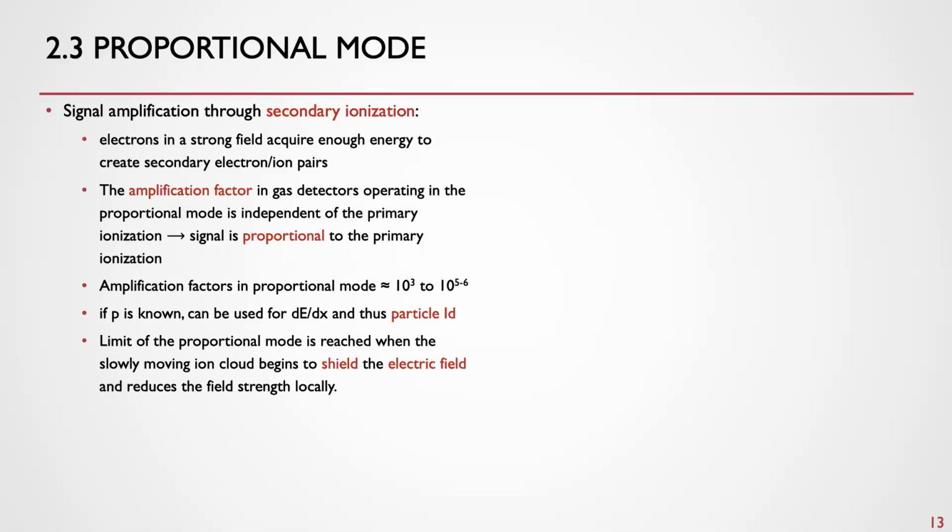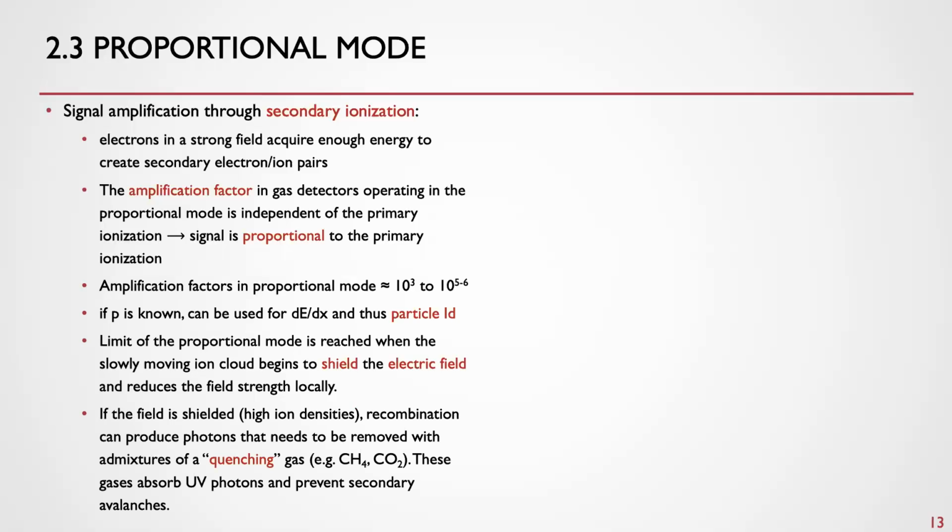The limit of the proportionality mode is reached when the ion cloud that's produced in the avalanche formation begins to shield the electric field, for example, around the wire, or modifies the electric field that's present in the detector locally and leads to nonlinearities. If the field is shielded, you have high ion densities, then electrons and ions can begin to recombine, and other atomic reactions may take place in the gas, and then photons are created.